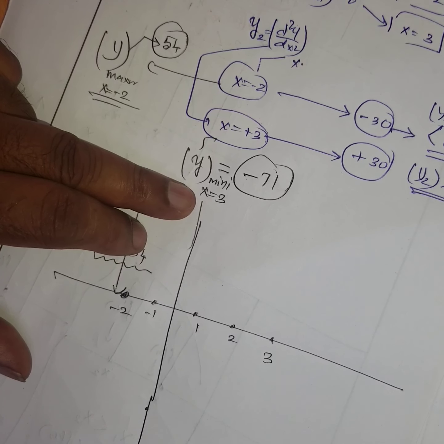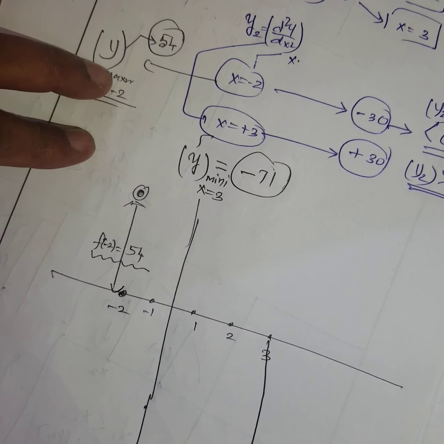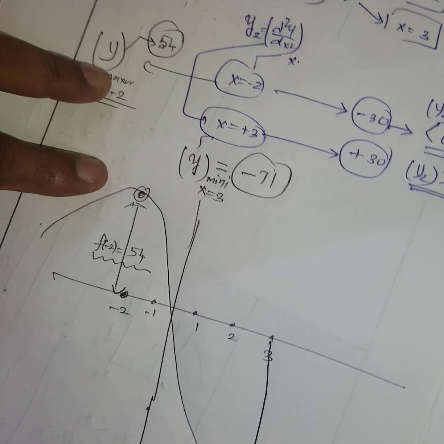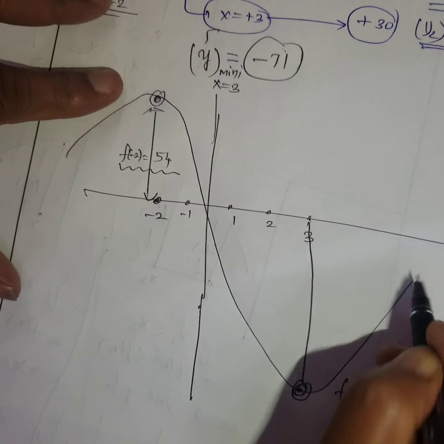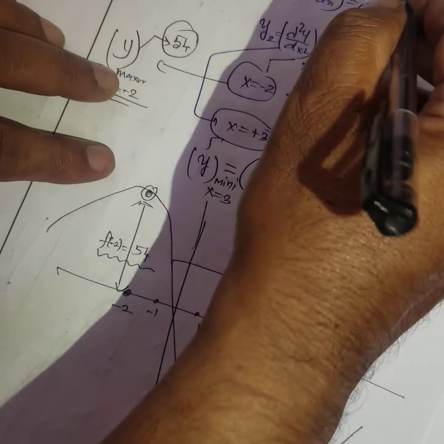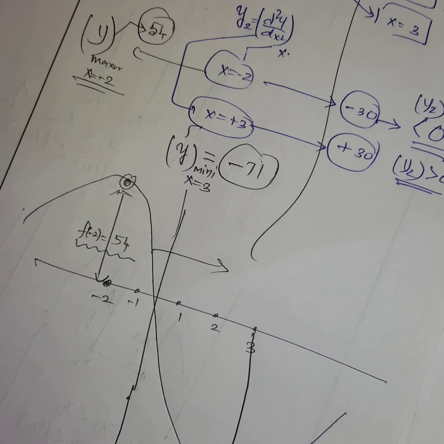Minus 71 comes down. That means the curve will be like this. This is the maxima, this is the minima. Right? Maxima, minima. This is the way. This is the curve. Understood? You work out this sum. Similarly, another sum also you can finish. I have done some more sums.